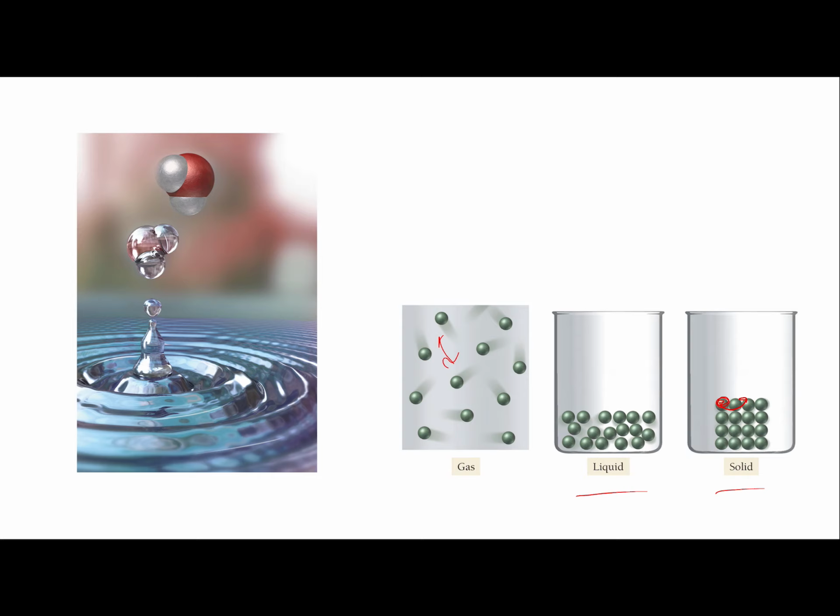And then if you remember from chapter 11, gases, just the last chapter, they have low densities compared to liquids and solids. They have an indefinite shape. They take the shape of their container. They have an indefinite volume, relatively weak intermolecular forces. So let's just call them weak.